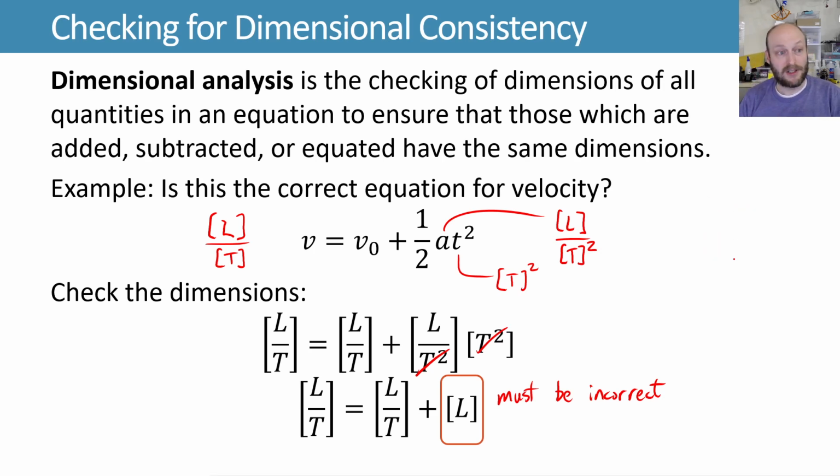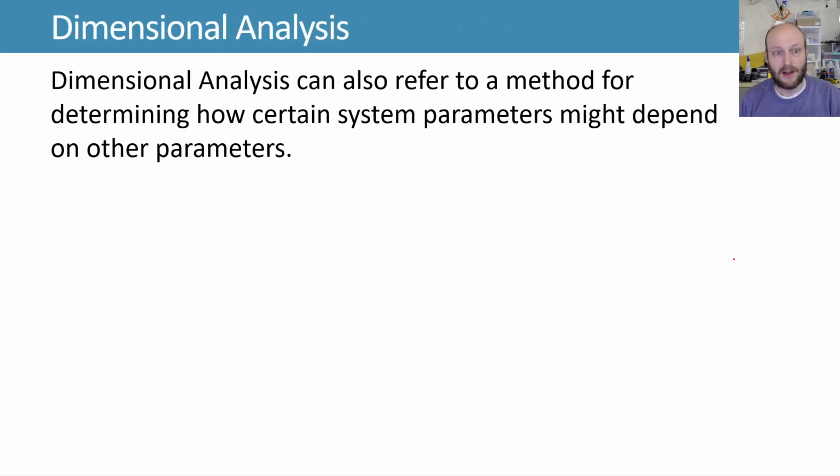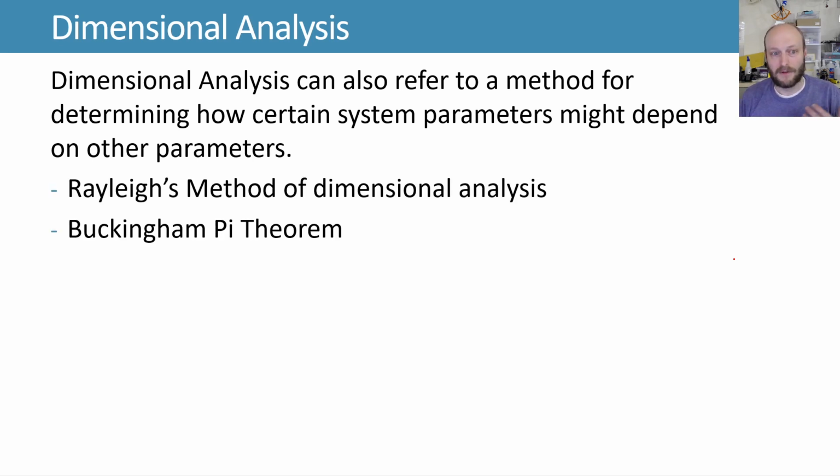I have one more note I just want to mention. It said dimensional analysis earlier, and we are analyzing our dimensions here. But dimensional analysis can also refer to determining how certain system parameters might depend on other parameters by looking at the dimensions. So there's Rayleigh's method of dimensional analysis. There's the Buckingham pi theorem you can look up. So feel free to look those up and explore those. Here we were just checking dimensional consistency. So the dimensional analysis, there's another term that sometimes gets used for this. And this is actually kind of neat stuff as well. But they're related but slightly different concepts here.